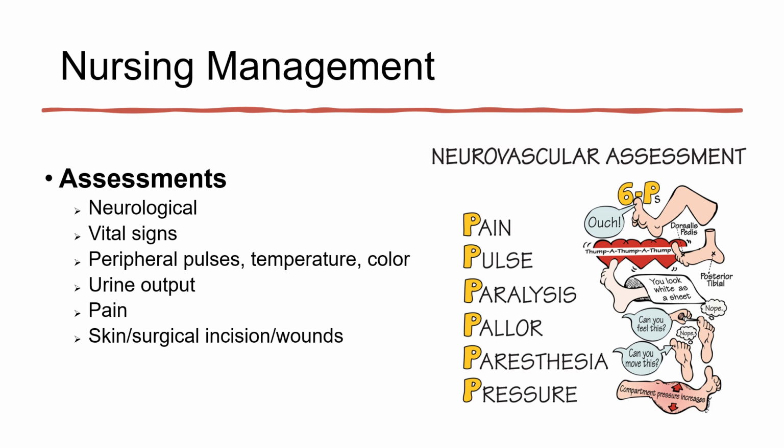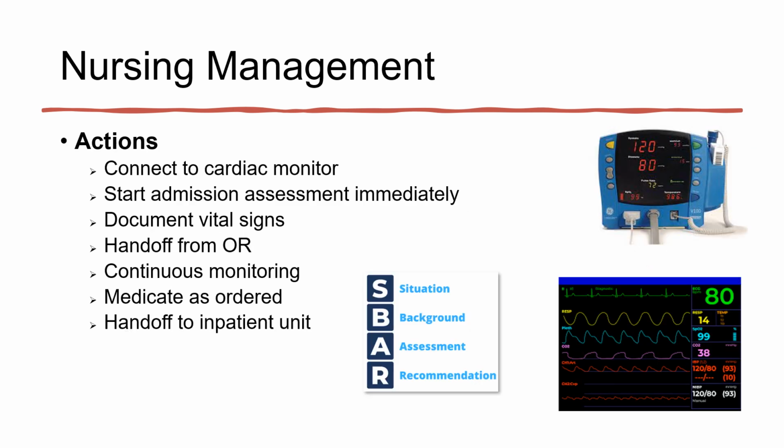Pain, we want to make sure their pain is effectively managed. So you're asking the PQRST like we mentioned. And then again, we're checking the skin, we're checking that surgical site, and any other wounds the patient has. Things that you want to make sure when that patient comes out of the OR is that you connect them to a cardiac monitor. That is one of your top priorities. Okay, we need to make sure that they don't die on us.